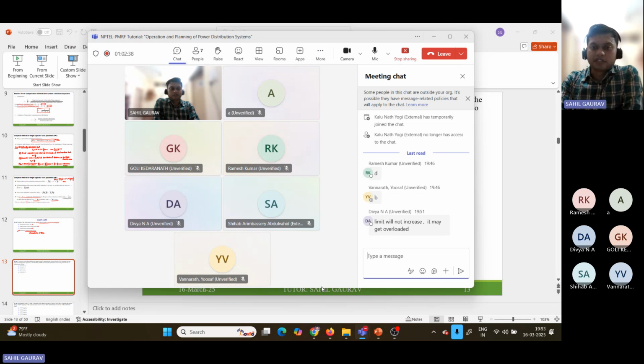Yes, Div, you are correct. The limit will not increase, it may get overloaded. Correct.